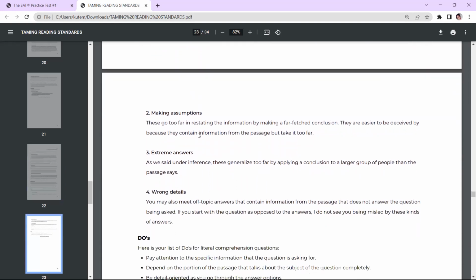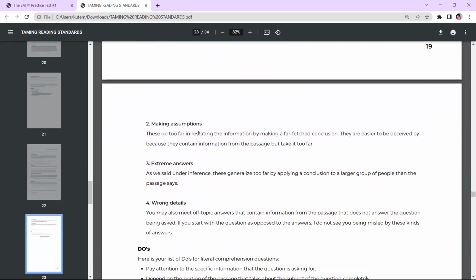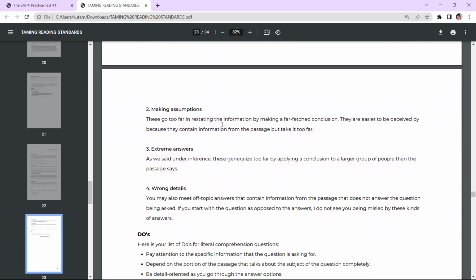Next part is making assumptions. It goes in the same line as outside details, but this is going too far in restating the information by making a far-fetched conclusion. Again, it would be like the example of saying some countries love traffic lights and then saying all countries love traffic lights. You're going too far based on the information that has been given. So you won't have to make a conclusion at any point, your personal conclusion or anything of that sort. Whatever is given to you in the passage, that's it. Just focus on restating what has been given in the passage.